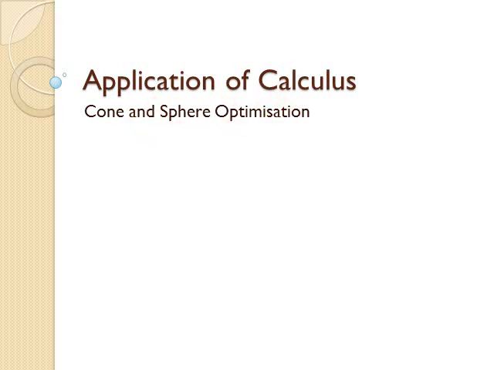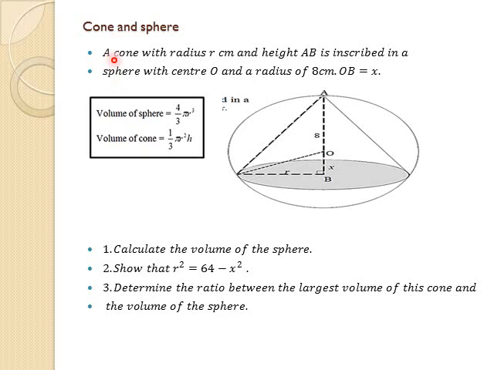Alright. So, a cone with radius r centimeters and a height AB is inscribed in a sphere with center O and a radius of 8 centimeters. Say OB equals x. So the radius is 8 centimeters, from O to A is 8. But remember, from O to this edge is also 8. That's also a radius. Volume of a sphere equals 4 over 3 pi r cubed. Volume of a cone is 1 over 3 pi r squared h.